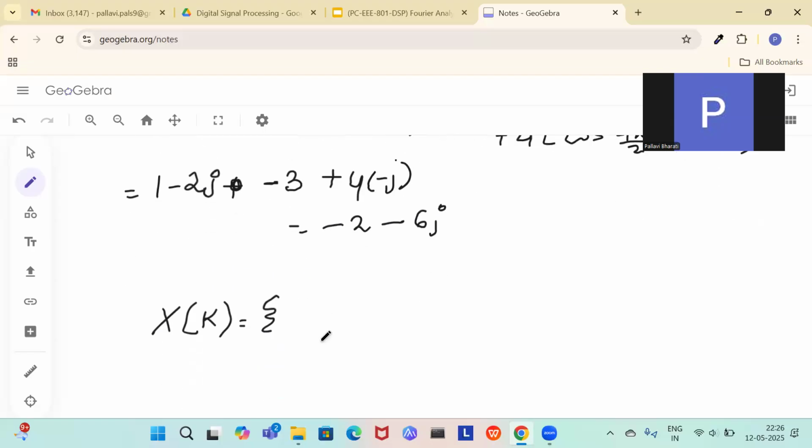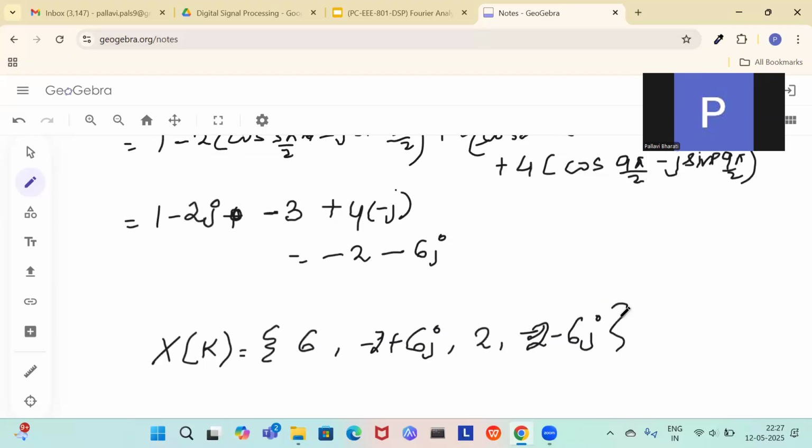So x0 was 6. x1 was minus 2 plus 6j. Again, x2 was 2. And the last one is minus 2 minus 6j. So this is the way to find out the DFT.